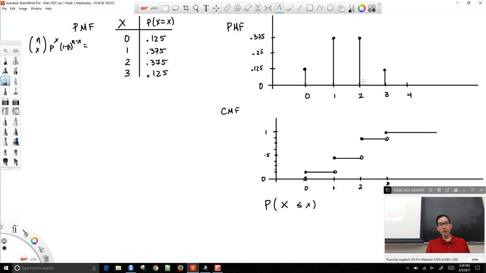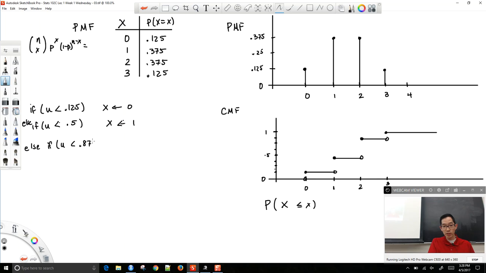So we've talked about how to map from 0 and 1 to these values 0 through 3, right? We said kind of our rules. We'll say if u is less than 0.125, then x becomes 0. Else if u is less than 0.5, x becomes 1, else if u is less than 0.875, x becomes 2, and then else, which implies that, of course, u always has to be less than 1, then x becomes 3, right?